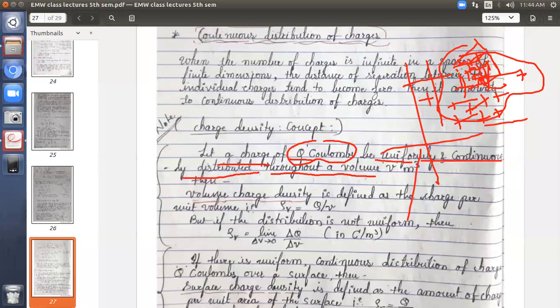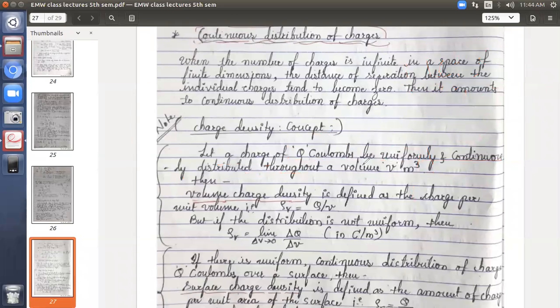Imagine how the molecular structure of a solid appears. Like that, they are tightly bound. The distance between those charges is tending to zero. Assume there are q coulombs of charges. Q is not one charge; Q is the total amount of charge. It is uniformly and continuously distributed throughout some volume v.